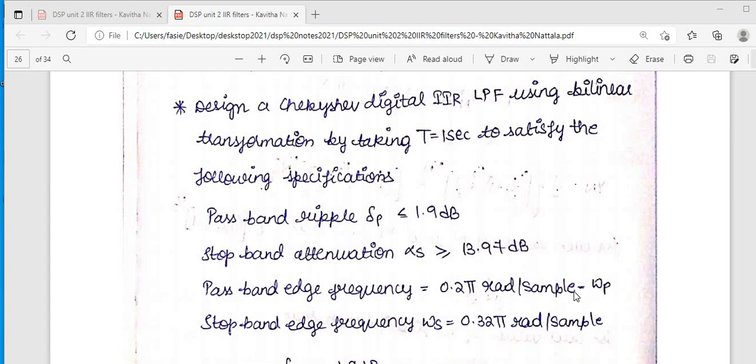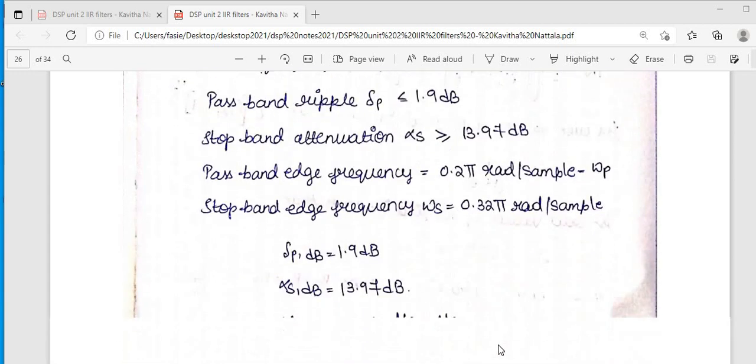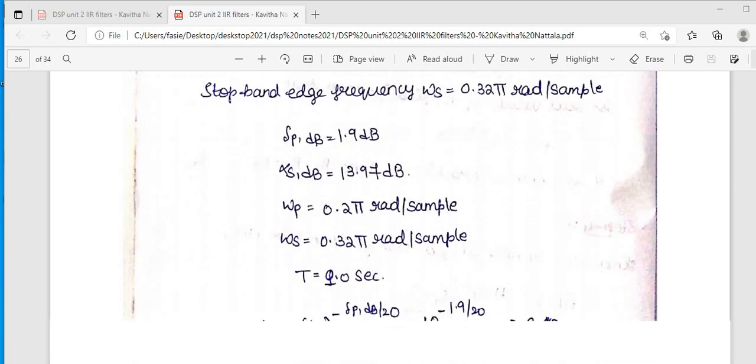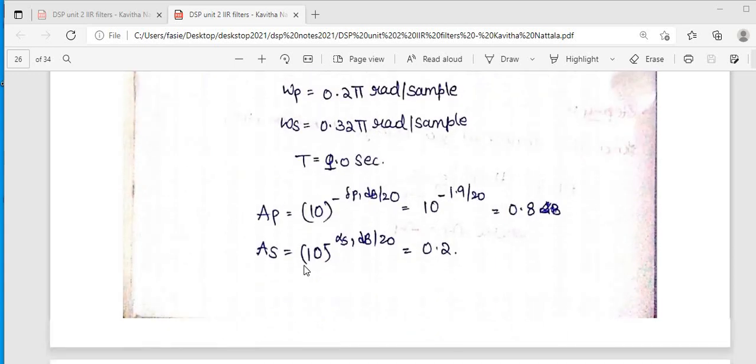We have to convert into omega p. This is given. Then the stopband edge frequency omega s is given. So what will we do, students? We have decibel values, right? We have to convert them into normal form. So what will we do? 10 power that given value. So we got Ap and we got As, right? That is also a value we find.